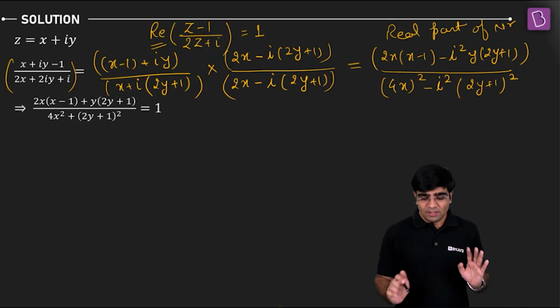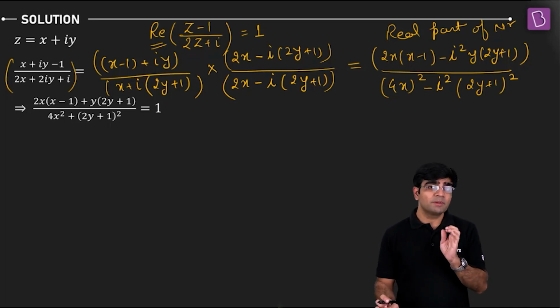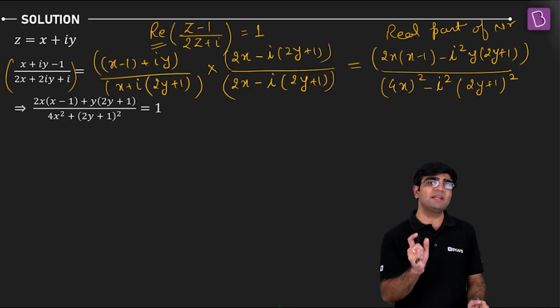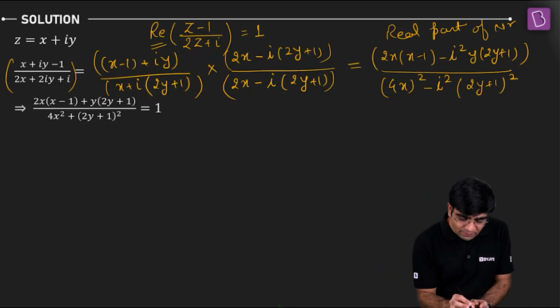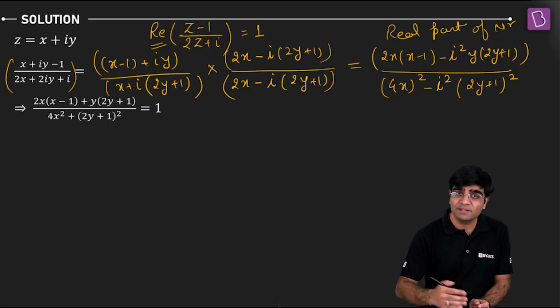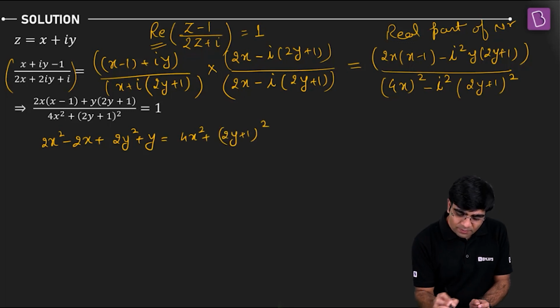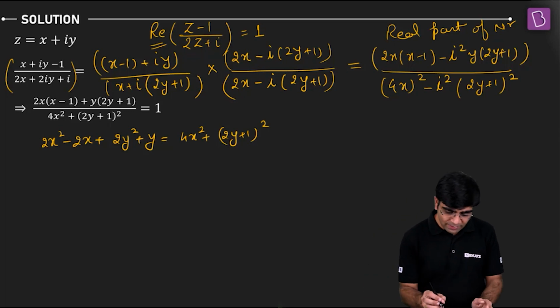Everyone sorted with this? Now, I want every one of you to move your pen much faster than me. Please solve everything. Get me one simplified equation in x and y. And you have to be faster than me. Guys, please start solving it very quickly. All right, so what do I have here? Let's multiply the numerator and I'll take everything on the right side. So 2x into x minus 1 will give me 2x square minus 2x. y into 2y plus 1 will give me 2y square plus y is equal to 4x square plus (2y plus 1) the whole square. Okay, let's open it up and simplify quickly.